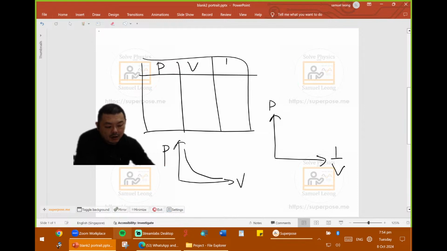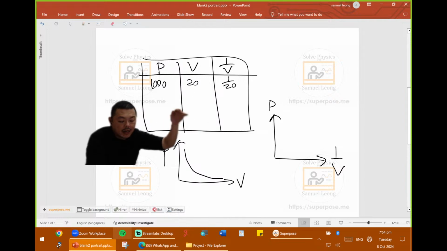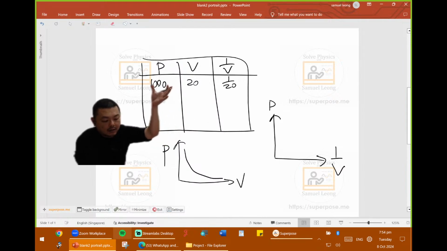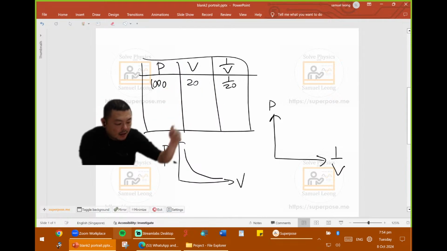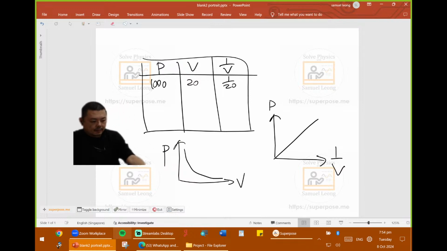That means you have to come up with a column of data that is 1 over V. Let's say P is 1,000 pascals, for example, and V is maybe 20 cm squared. Then 1 over V will be 1 over 20. You have to come up with all the data of 1 over 20, then you plot 1,000 against 1 over 20. You should get a straight line. You get it? This is how it should work.